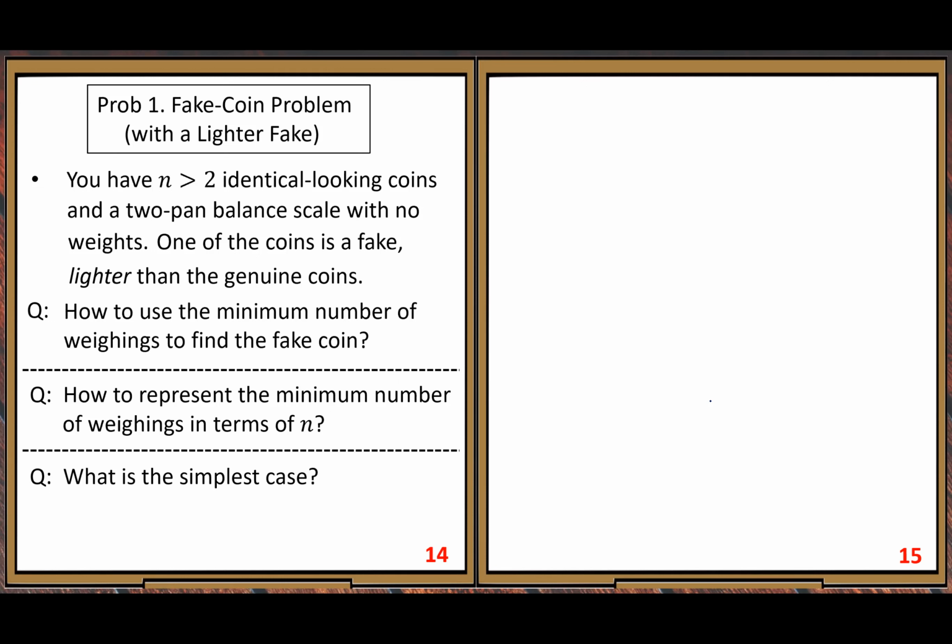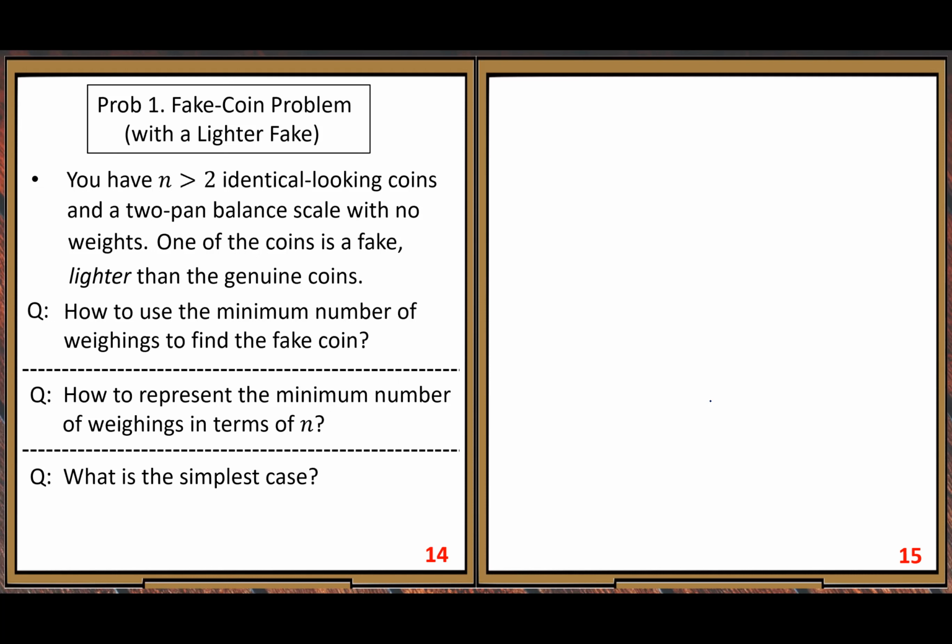How to represent the minimum number of weighings in terms of n. Now, our last step, we need to find the number of weighings as a formula in terms of n. An expression in n. Using n to write a formula. Our last step.